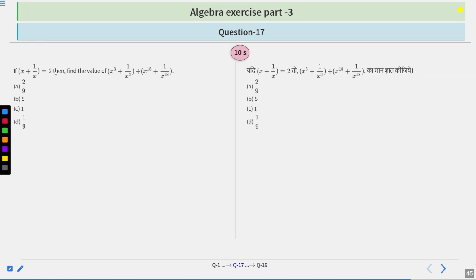Next, if x plus 1 upon x is equal to 2, then find the value of (x cubed plus 1 upon x cubed) divided by (x to the power 18 plus 1 upon x to the power 18). And options are option A 2 upon 9, option B 5, option C 1, and option D 1 upon 9. And you have 10 seconds to find out the correct answer.